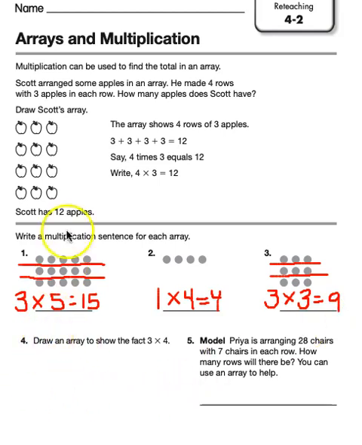Now, remember how I said up at the top about drawing an array. So that's what they're going to have you do down here. You're going to draw an array to show the fact 3 times 4. So you're going to have 3 rows and 4 items in each row. So I would just start drawing. You could draw circles, you could draw X's. I think X's are the easiest to draw as you're going across.